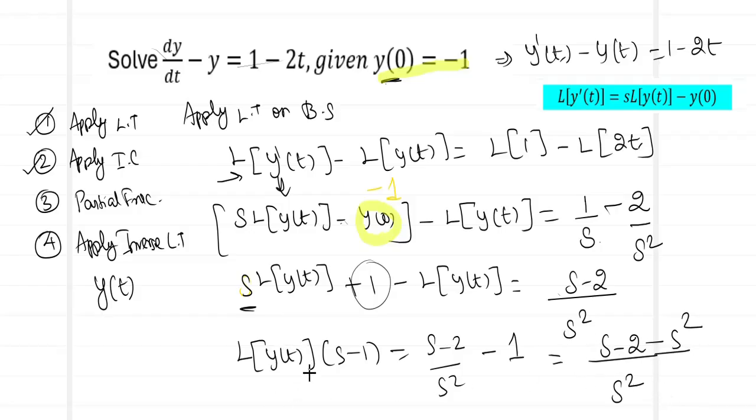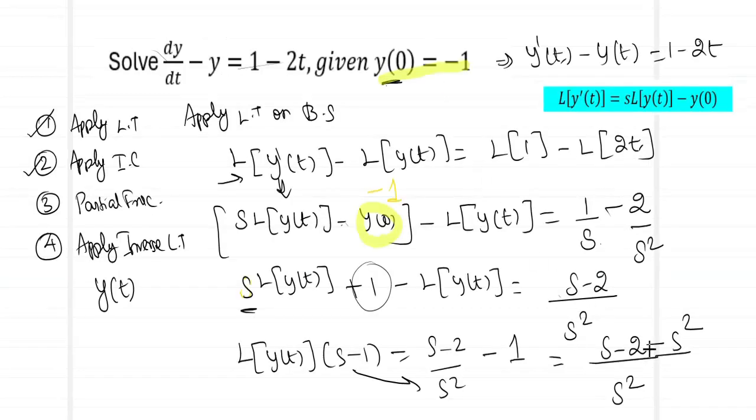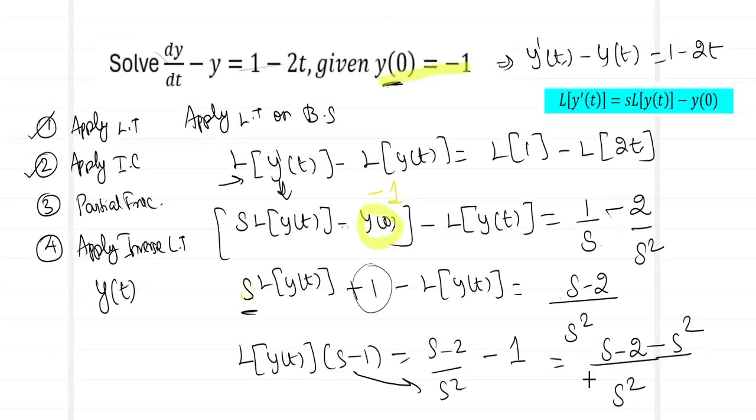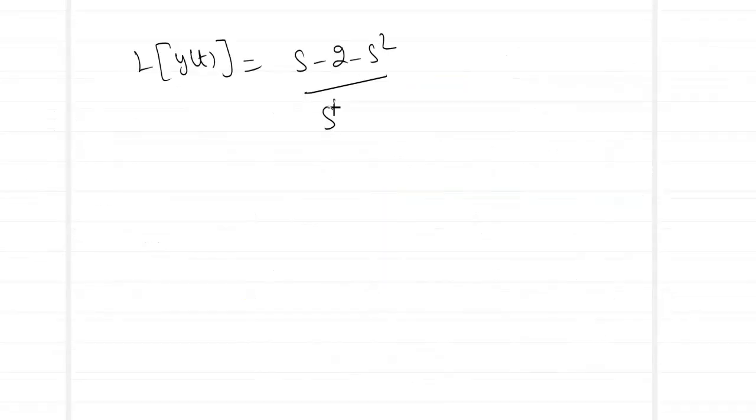Now what we want is Laplace of y of t. So cross multiply this coefficient to the opposite side. Hence we have Laplace of y of t equal to, the factor over here is going to be s minus 2 minus s square, divided by the denominator which was s square, and when you push this s minus 1 over here, you will have s square into s minus 1.